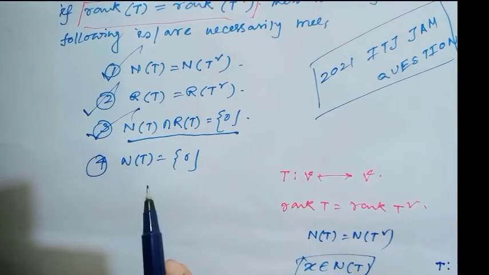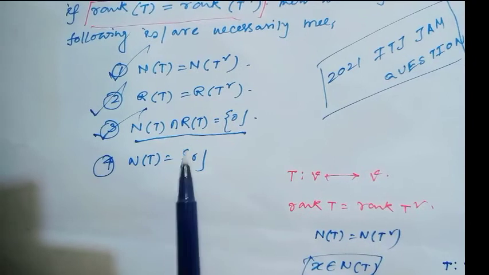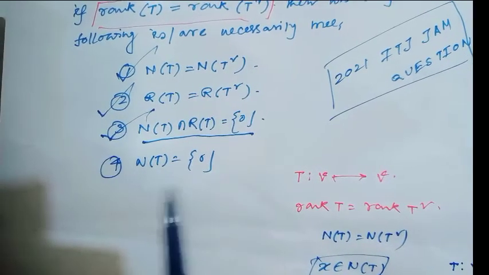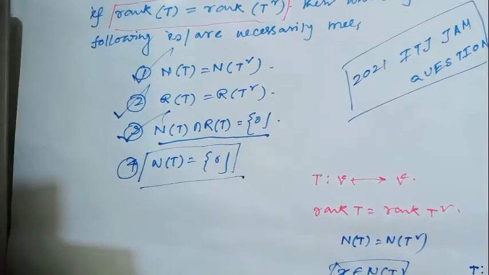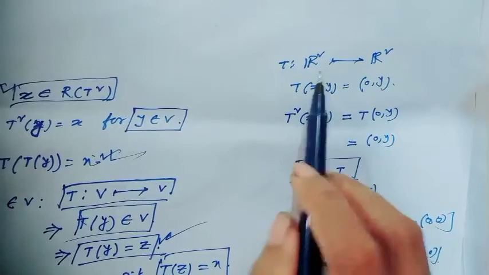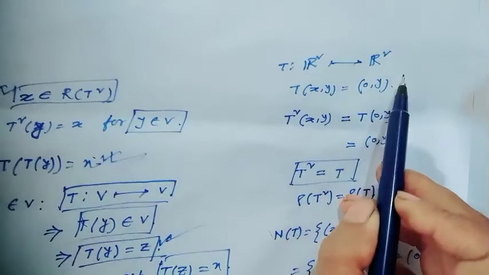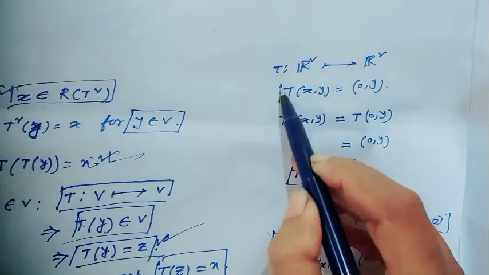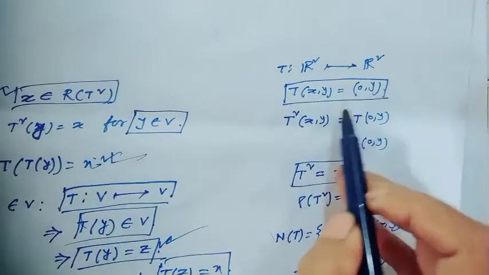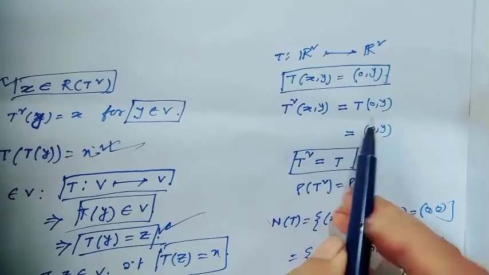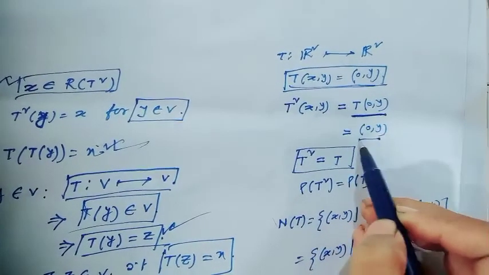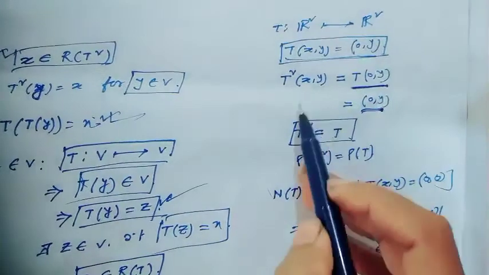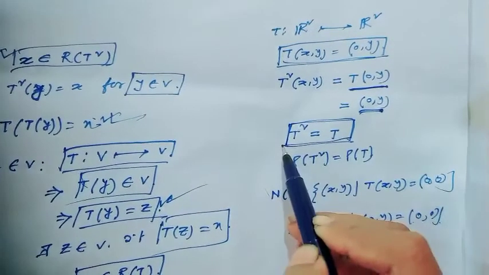Now the fourth option implies that if rank of T equals rank of T square, then the nullity of T only contains the 0 vector. For this, consider a linear transformation T from R2 to R2 such that T of (x, y) equals (0, y). Now apply T on both sides. Then T square of (x, y) would be T of (0, y), and by definition T of (0, y) equals (0, y). That means T square equals T.